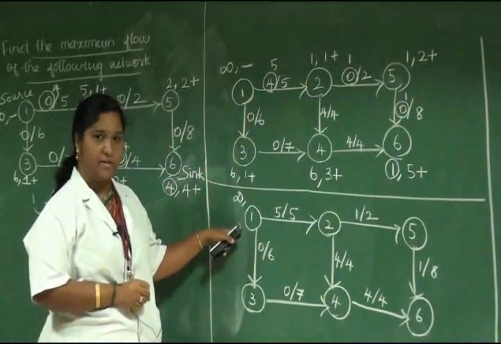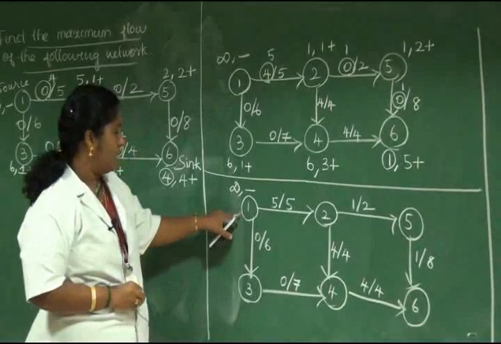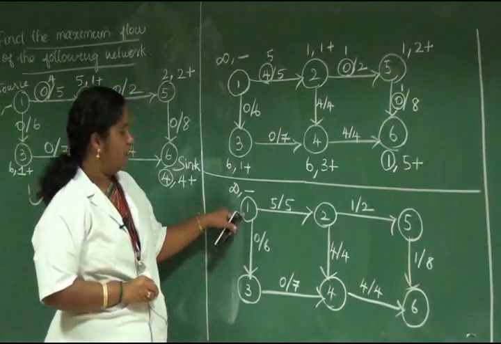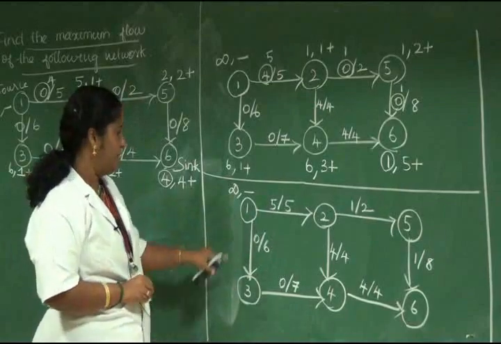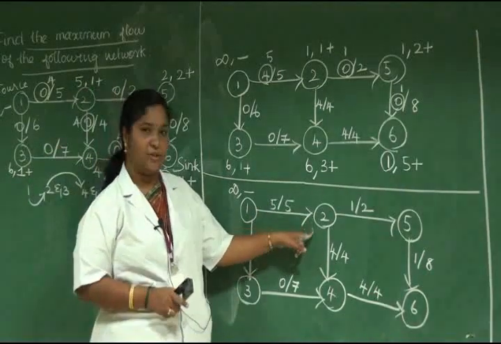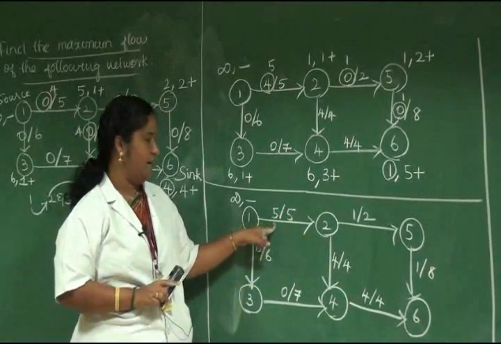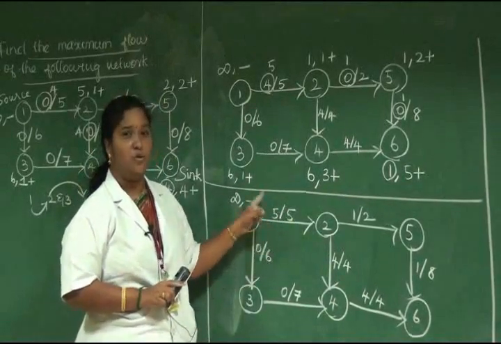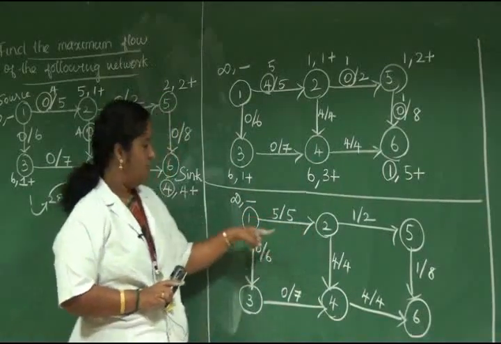So give a label to vertex 1, that is the source vertex, as infinity minus. So starting from this source vertex we have to traverse the remaining vertices by means of a breadth first search, BFS. So from 1 you can go to vertex 2, but here if you calculate the remaining capacity, 5 minus 5 becomes 0. So you cannot reach this vertex 2 by a forward edge.